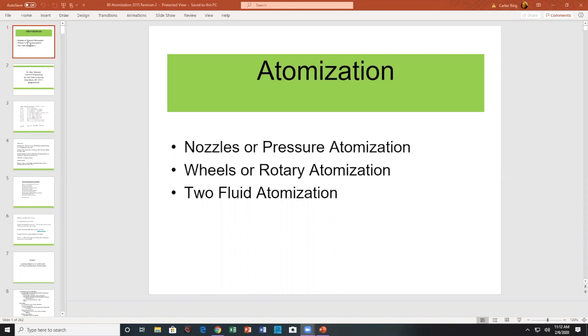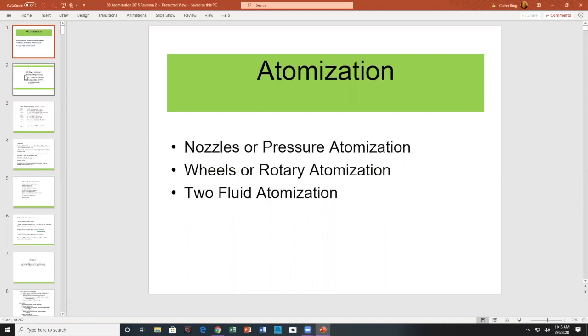Hello, everybody. This is a review of atomization, basically. There are three major ways that one can do atomization: through nozzles, maybe wheels, and two-fluid atomization.